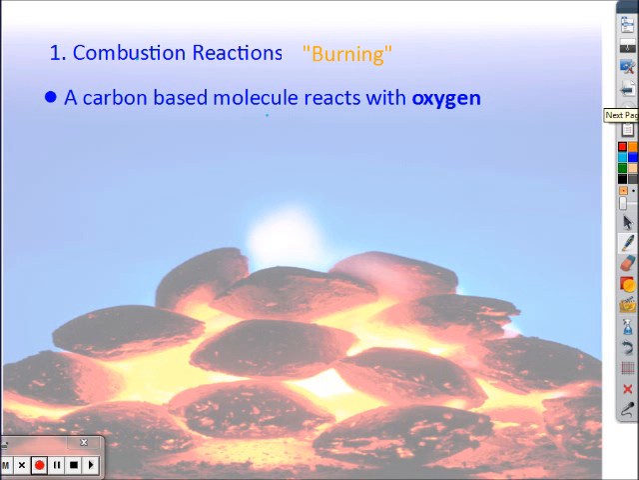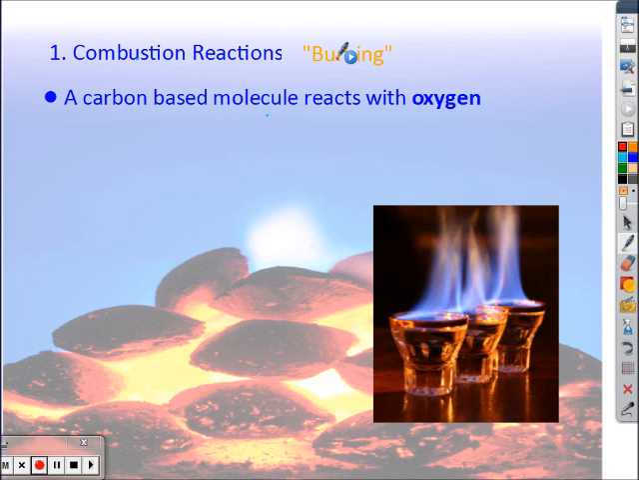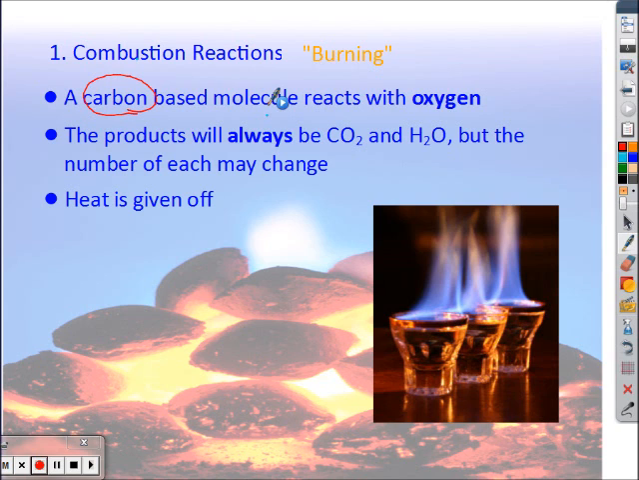First type is a combustion reaction. Combustion means burning. Anything that burns is a combustion reaction. Anything that burns that has carbon in it. So these are carbon-based molecules reacting in the air, and you see the flames. The product will always be CO2 and H2O. So something else might react with air, but if it doesn't produce carbon dioxide, it's not a combustion reaction.